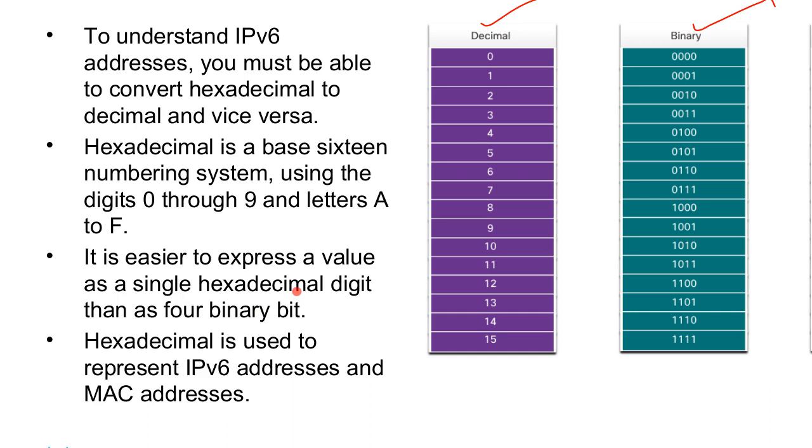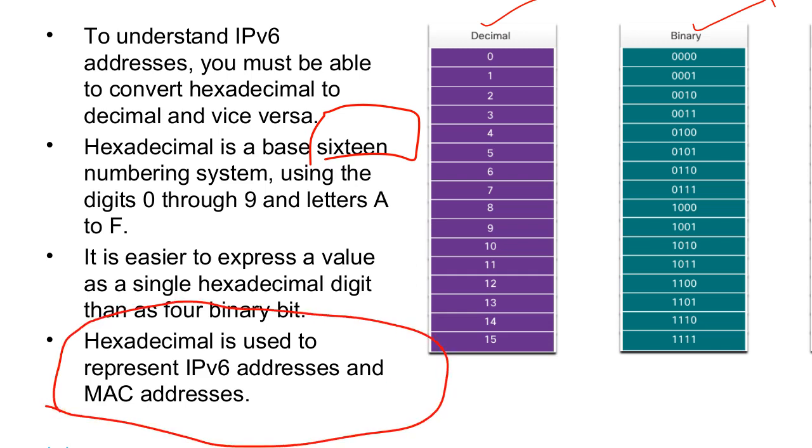So what is the base of the hexadecimal? As I mentioned, the base is derived from the number of items that are supported. We have 16 that is supported, so that means the base is 16, or the radix is 16. And I mentioned that this is very important in MAC addresses and IP version 6.